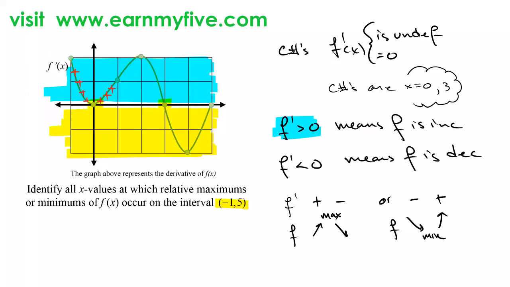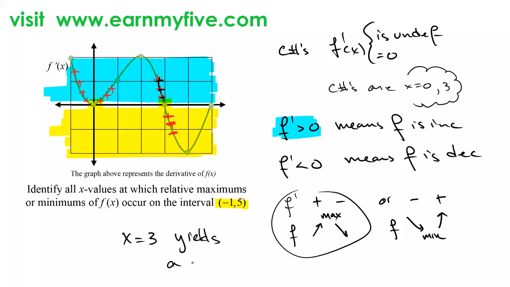On the other hand, when we look at both sides of x equaling 3, we have positive values on the left side, and on the right-hand side, not positive values, sorry. We have negative values there. And so what we've done is we've changed from positive to negative, and we end up finding that x equals 3 yields a maximum. And that's the only one.